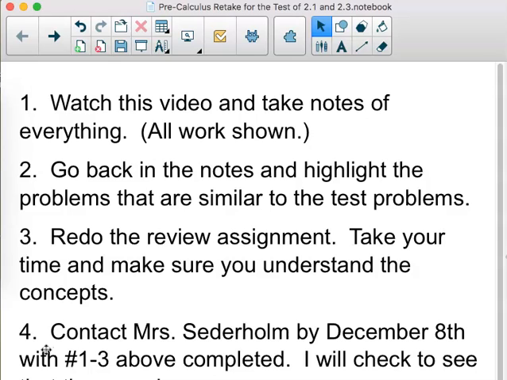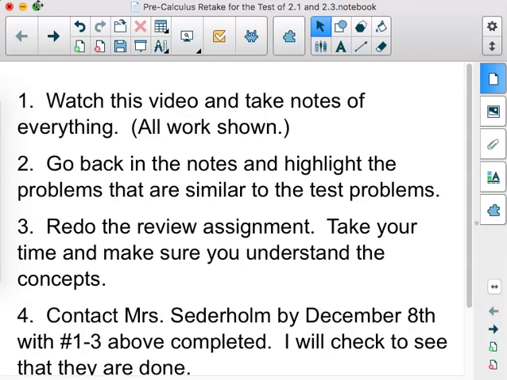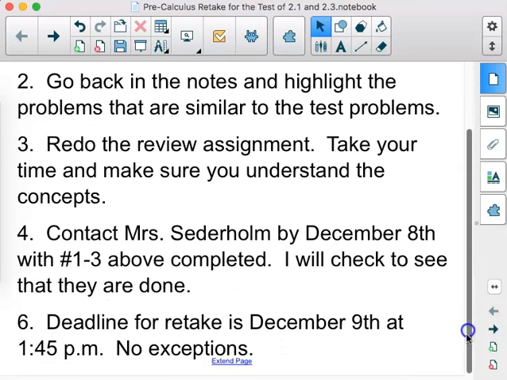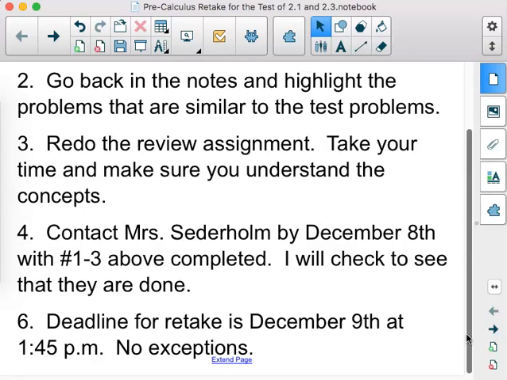For number 2, go back in the notes and highlight the problems that are similar to the test problems. Number 3, redo that review assignment. Take your time. Make sure you understand the concepts. Pay particular attention to any problems that you may have had wrong on the test.